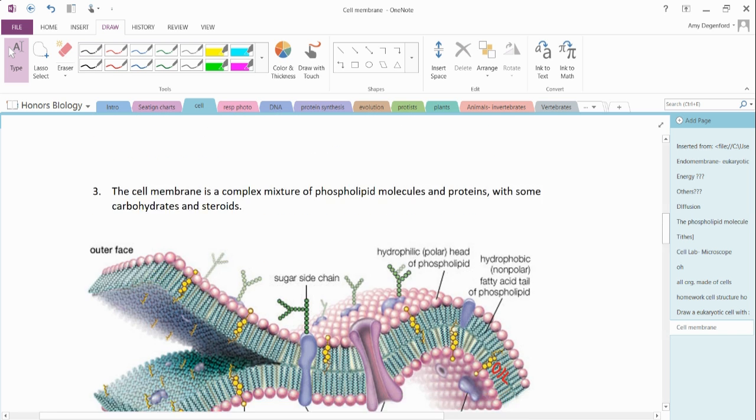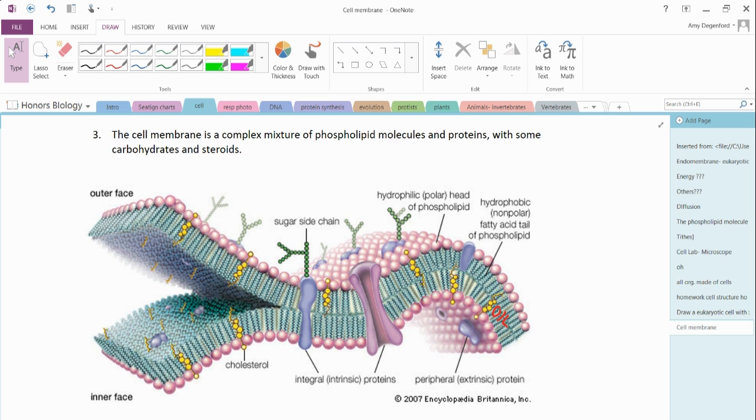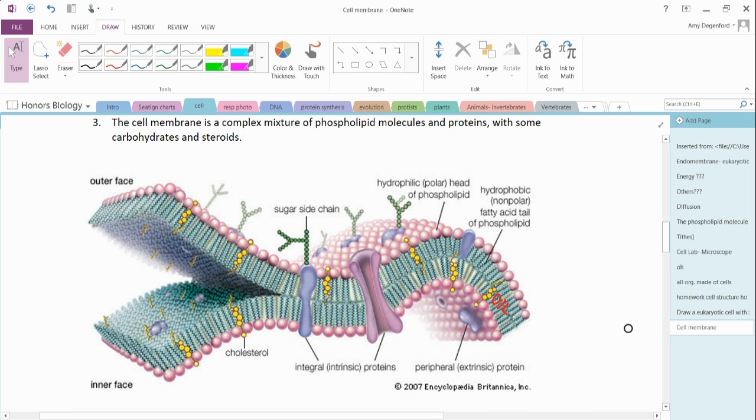Now, the cell membrane is a complex mixture of the phospholipid molecules and proteins. Those are the bulk of the membrane, followed by carbohydrates and steroids. So let's take a quick look at this rather nicely drawn artistic model. And just as before, we can identify here's that oil layer all in the middle. Anything that's teal is going to be that oil layer. So the oil would be our non-polar section. There's non-polar tails, and then the polar would be on the outside.